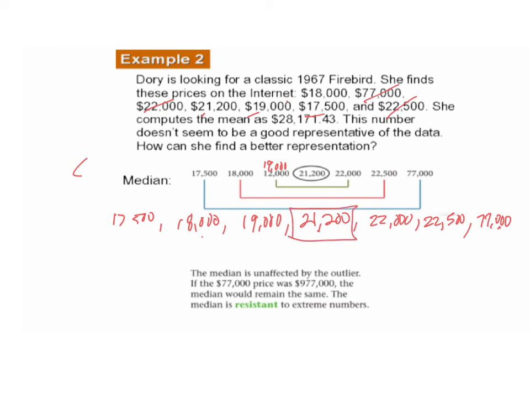21.2, is the median. And what's good about the median is that if you do have an outlier like the 77,000 that is affecting your average, which put us at 28,171, picking the middle number gives you a number that's more representative of the data. The median is always going to stay the same if there's outliers. The median is resistant to extreme numbers. Get that down in your notebooks, and we will proceed to the next lesson. Next slide.